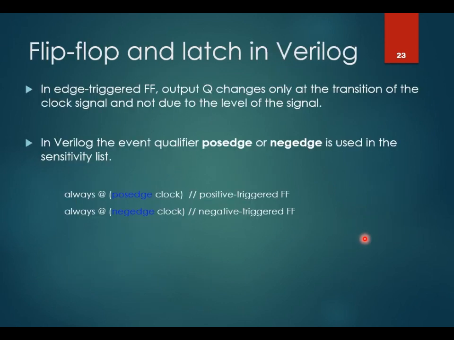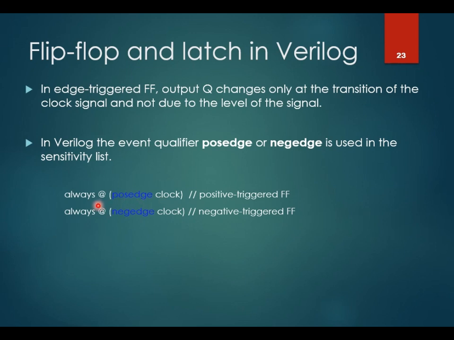Now let's see how we code the flip-flop and latch in Verilog. The new Verilog construct I would like to introduce here, because it is a necessary keyword in describing the flip-flop, is posedge and negedge. Posedge refers to the rising edge of the clock signal, named clock, where a flip-flop updates its output based on the clock, making it edge triggered.